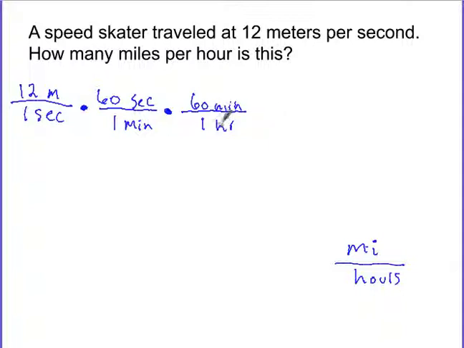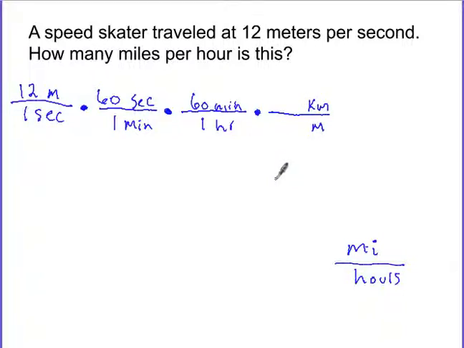Now I've got hours where I want it, so now I need to work on converting meters into miles. If you look at your conversion chart, there's not a conversion that goes straight from meters to miles. So we can't do that in one step. We have to do it in 2. We can change meters to kilometers and then kilometers to miles. Okay? So where do I want to put my 2 labels for the conversion? I have meters on the bottom, so I want a meter down here and I want a kilometer up here.